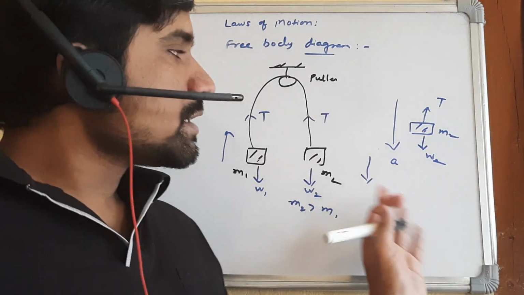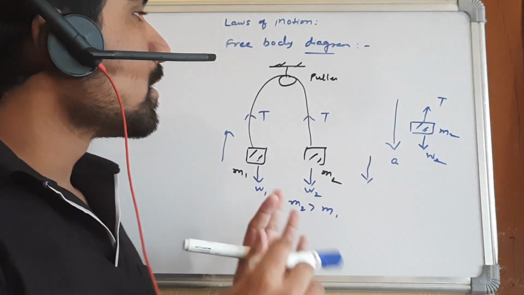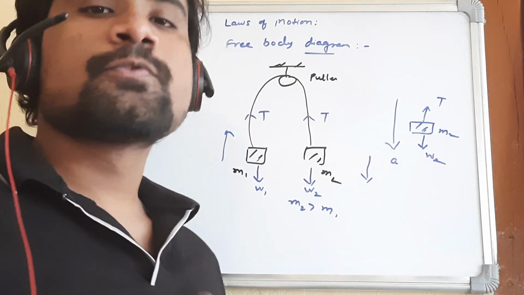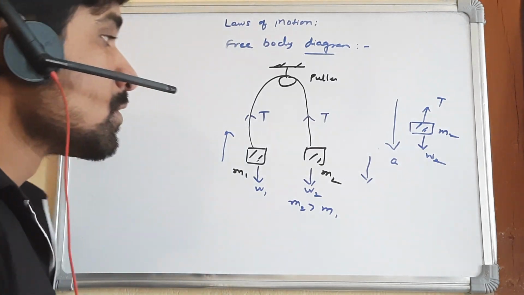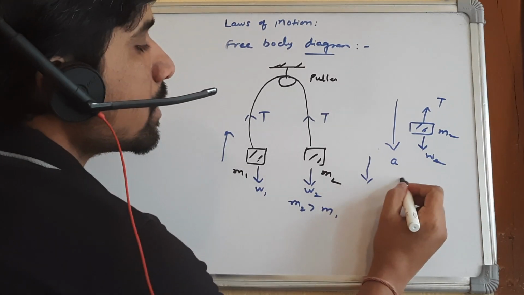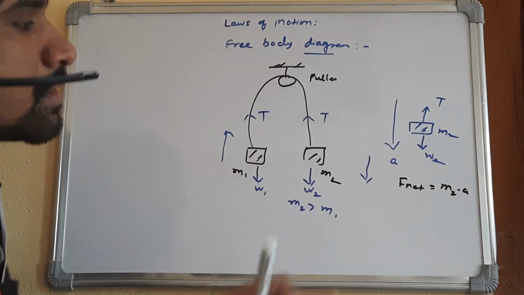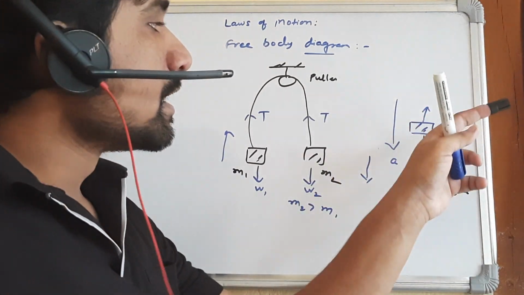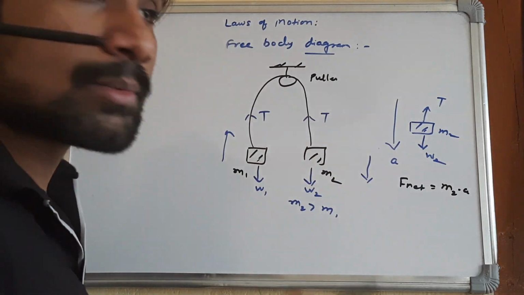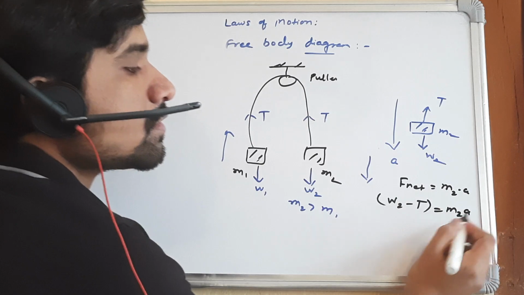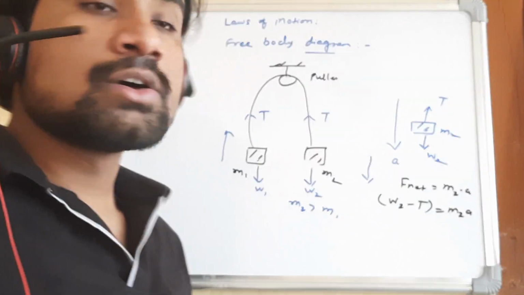Now using this free body diagram, I'll be able to apply Newton's second law and write the force equation. We know that net force is mass into acceleration. So net force on m2 will be equal to mass m2 into acceleration a. So what is the net force? You see, w2 is downwards, T is upwards, and the final acceleration is downwards. So w2 is greater than T, which means w2 minus T, which is the net force, equals m2a. So using this free body diagram, I am able to write the force equation. Similarly, I can do it for m1 as well, and I'll be able to find the acceleration.